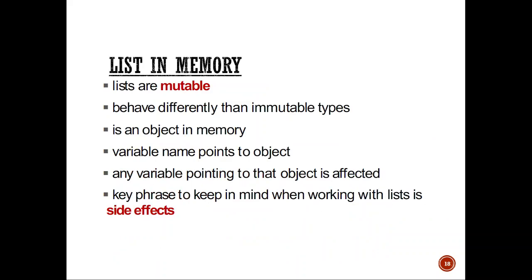So as we mentioned, lists are mutable. They behave differently than immutable types. A list is an object in memory with the variable name pointing to that object. So any variable pointing to that object is affected. So a key phrase to keep in mind when working with lists is side effects.